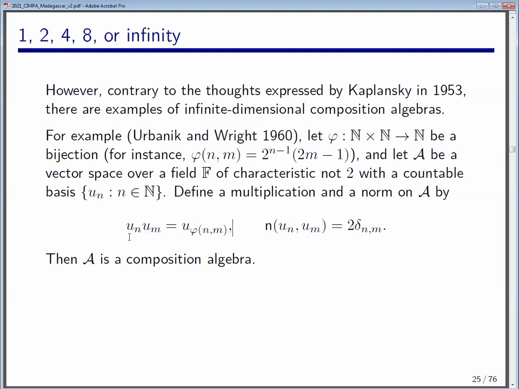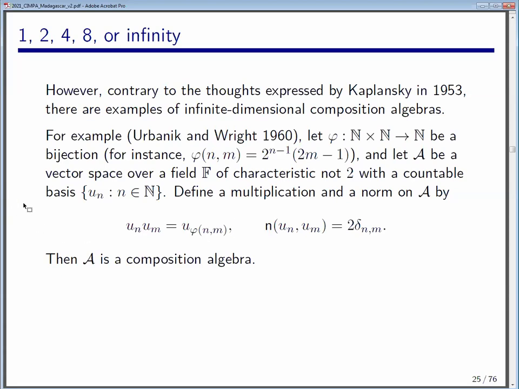So for instance, if you multiply u sub 2 times u sub 3, well, you get u of phi of (2, 3). So you apply here n equals 2, so you get 2 here, and 3, so you get 5, so u sub 10. The product of the second element of the basis and the third element of the basis is the 10th element of the basis. And so with all the elements.